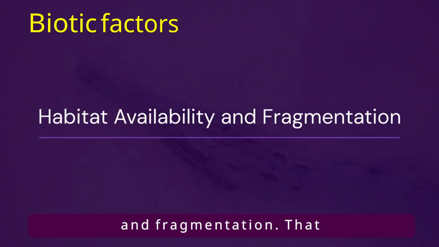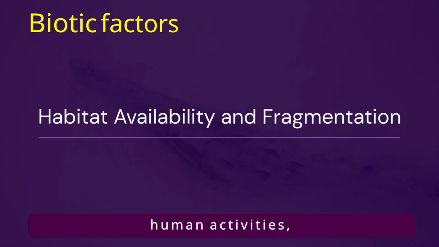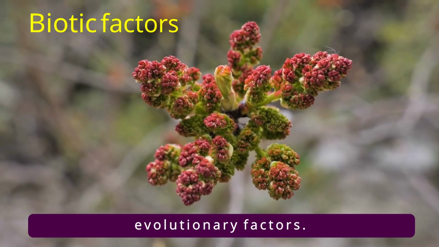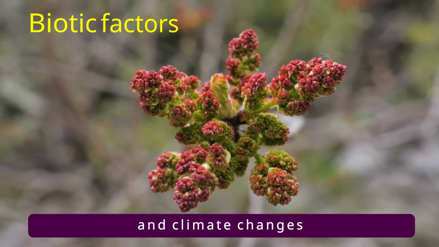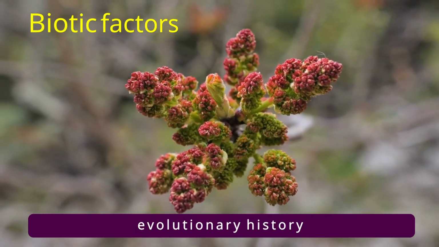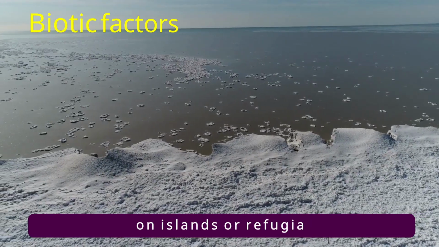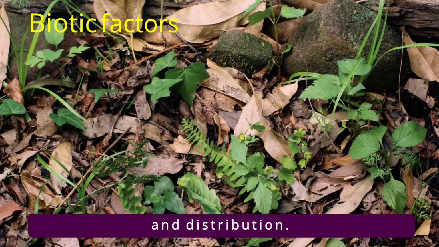Habitat availability and fragmentation. Habitat destruction, fragmentation, and alteration, often caused by human activities, can disrupt natural populations and restrict their distribution. Historical and evolutionary factors. Past events such as geological processes and climate changes have shaped the evolutionary history and distribution of species. For example, isolation on islands or refugia during glacial periods may have influenced species diversity and distribution.